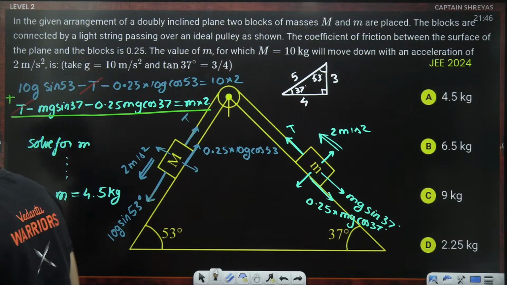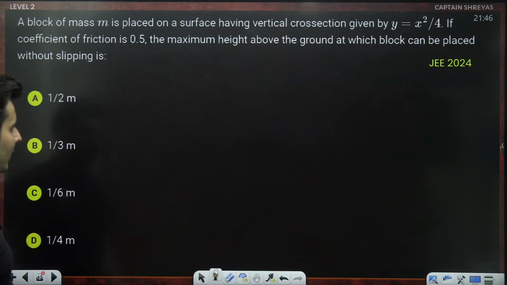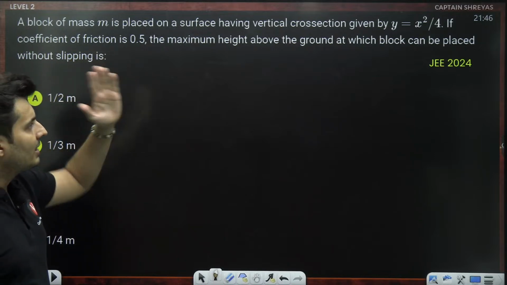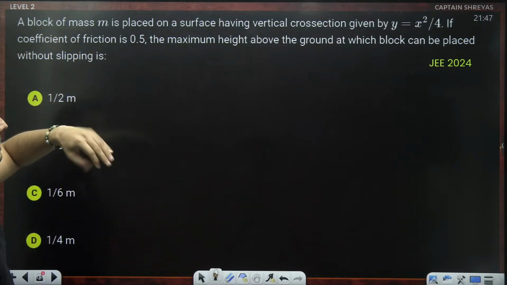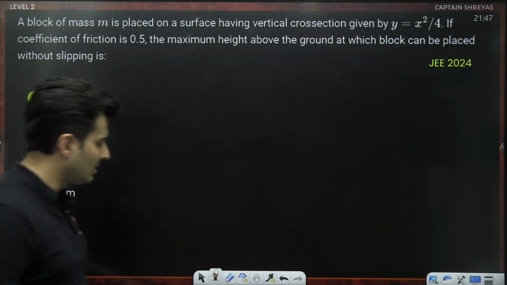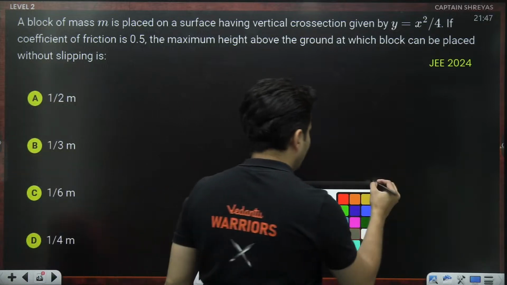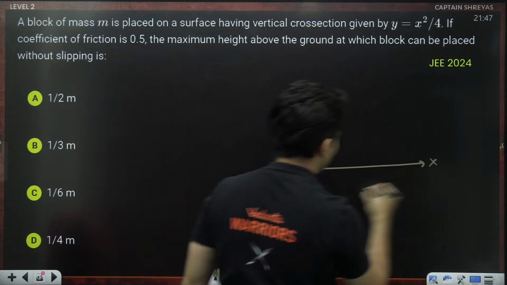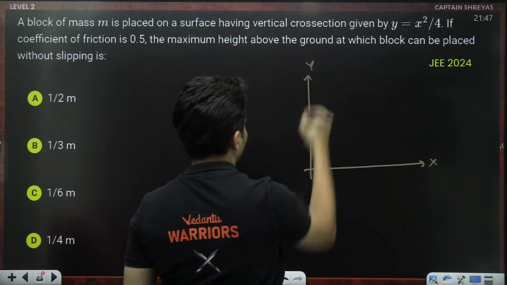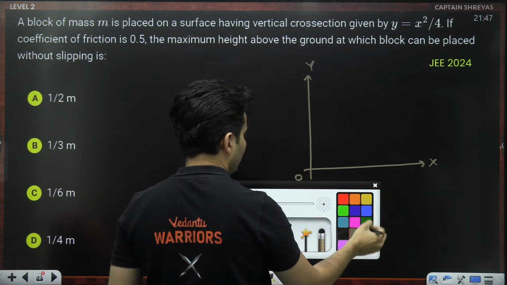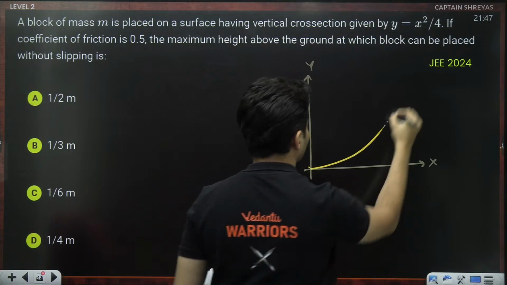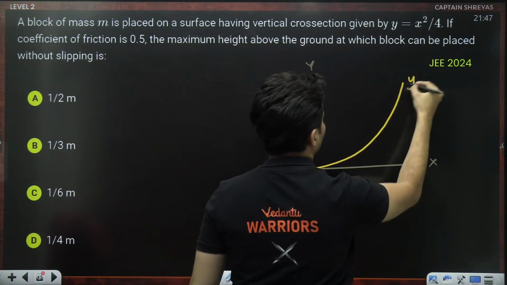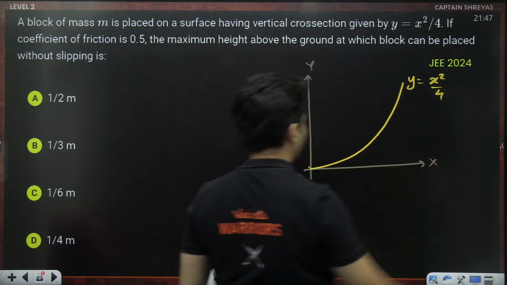Okay, moving on to the next question. There is a block of certain mass and there is a cross section given by this equation. The coefficient is given, and we need the maximum height till which the block can be placed without slipping. So let me tell you what is exactly happening. Imagine this to be the x-axis, this to be the y-axis, this is the origin. There is some curve, y is equal to x square by 4. That means it is a parabola, something like this. So this is our curve, y is equal to x square by 4.